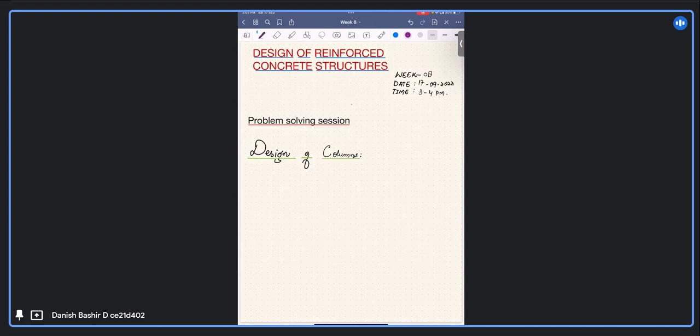So let me start first. I will give you a brief concept about what we mean by the uniaxial bending of columns. Later we will solve an analysis problem on that. We will try to find the capacity of a column under uniaxial bending. Hope my screen is visible to you. So let me start.